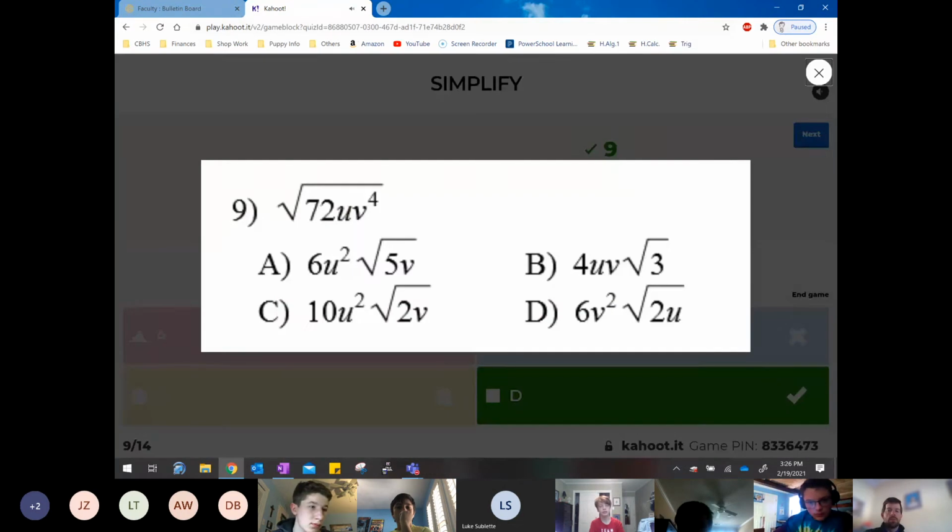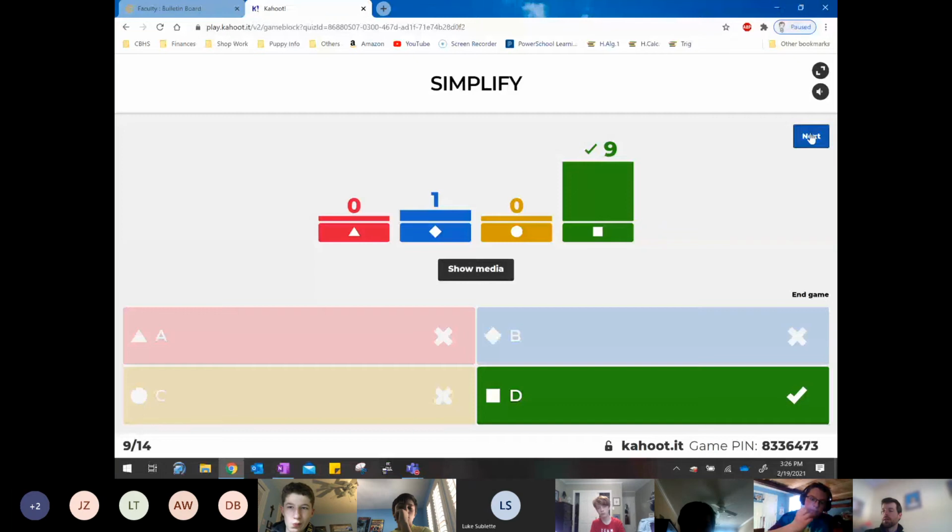All right. Awesome. 72's got 36. U stays put. V to the 4th becomes V squared on the outside. So we got 6V squared on the outside, 2U on the inside.